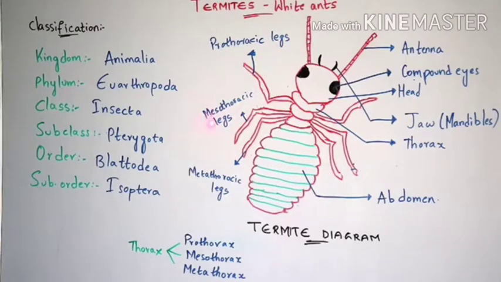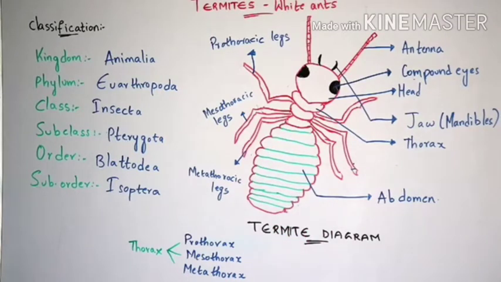The pair of legs which arises from the mesothorax region, the second region of the thorax, is known as mesothoracic legs. Coming to the metathoracic legs, what are they? The legs which arise from the third region of the thorax, the metathorax, are known as metathoracic legs. So this is the abdomen region, this is the thorax, this is the head region, which has compound eyes and also antennae. So this is about the structure and diagram of the termite.